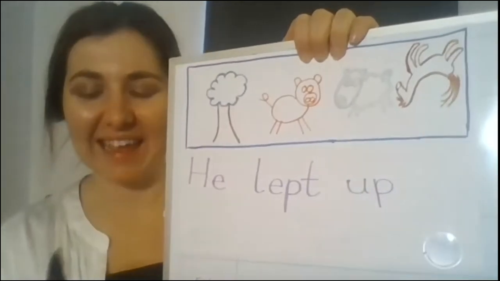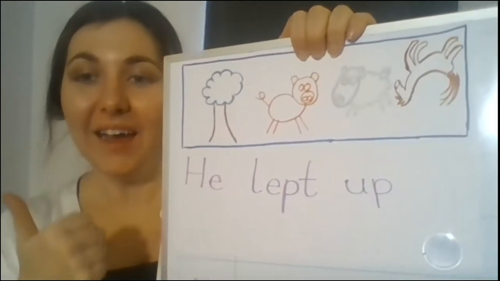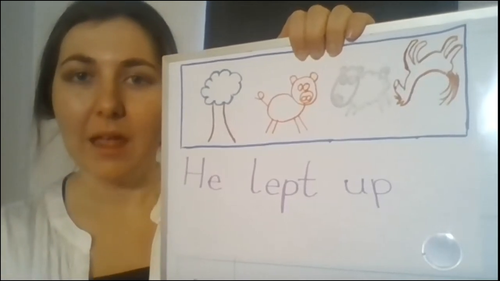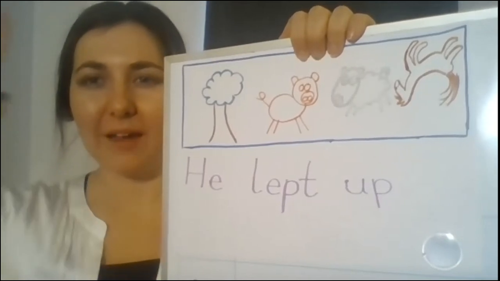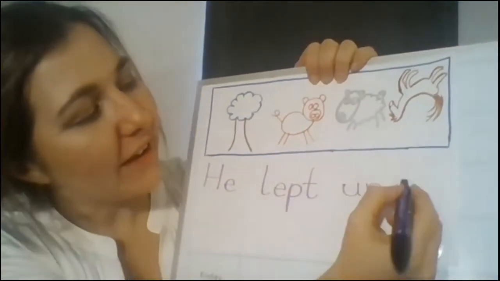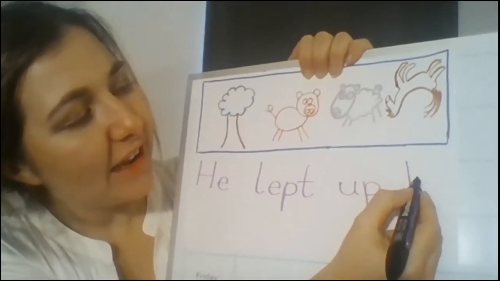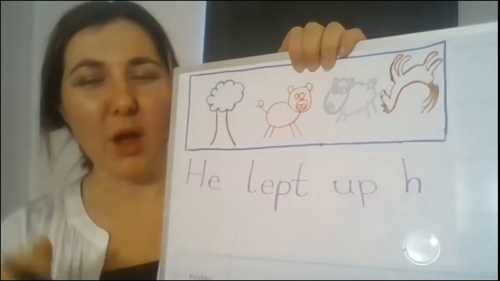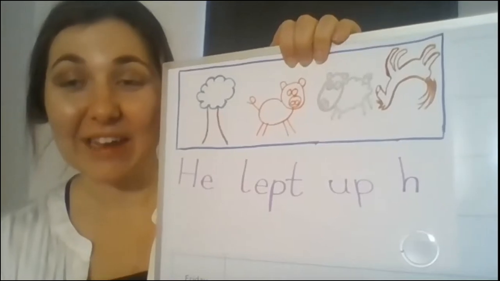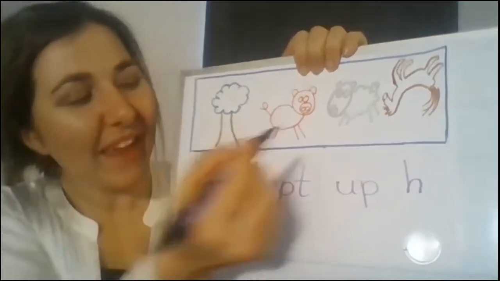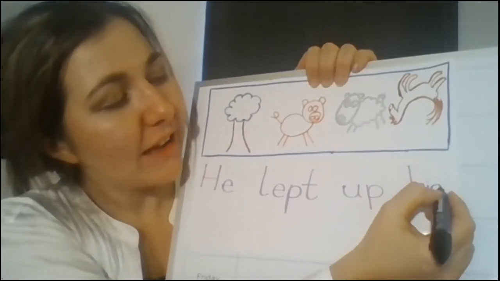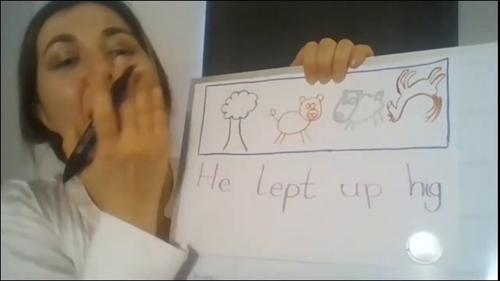And our last word is high. H, igh. Only two sounds. Now we have been learning the trigraph igh. First, I need my h. Do you remember which three letters makes the sound igh? Can you spot it on your sound mat? It's an i, g, and h.